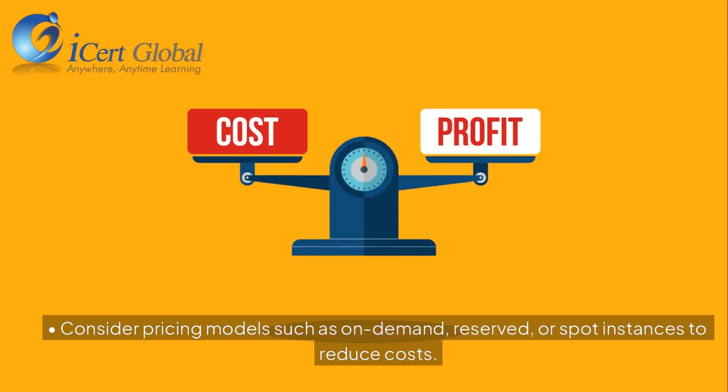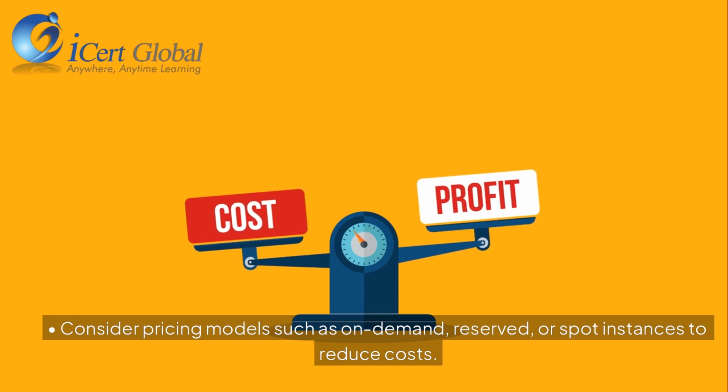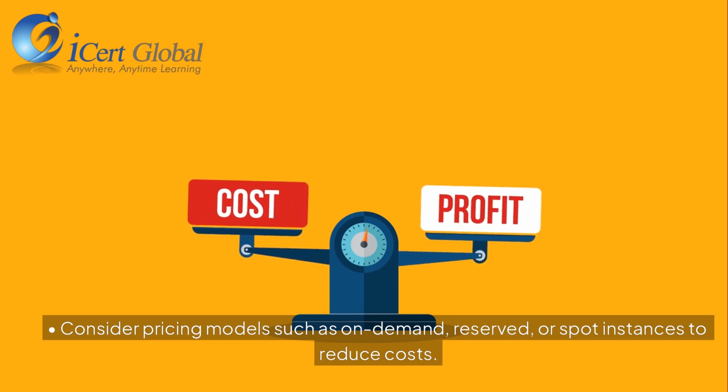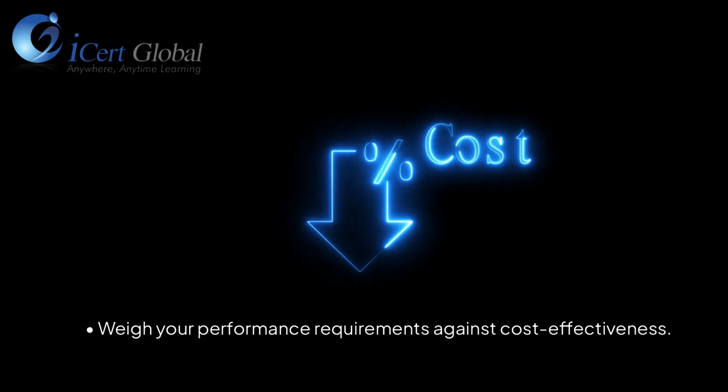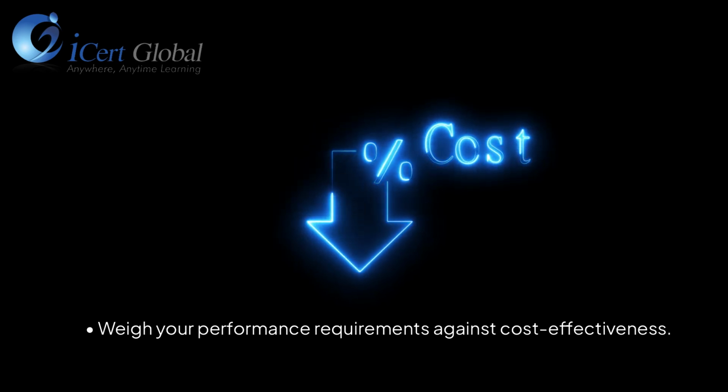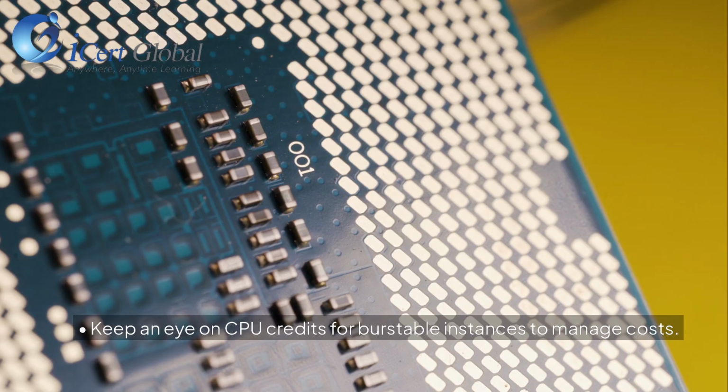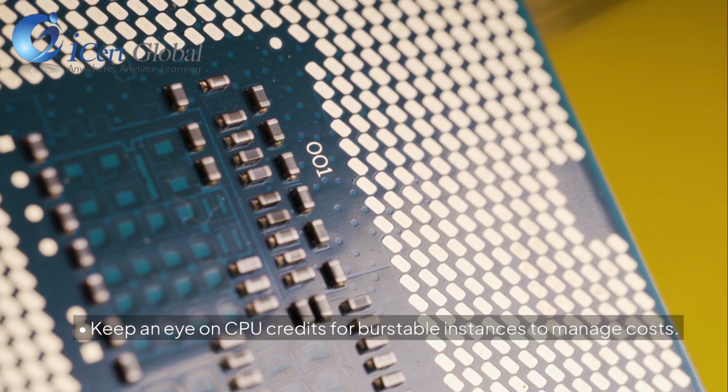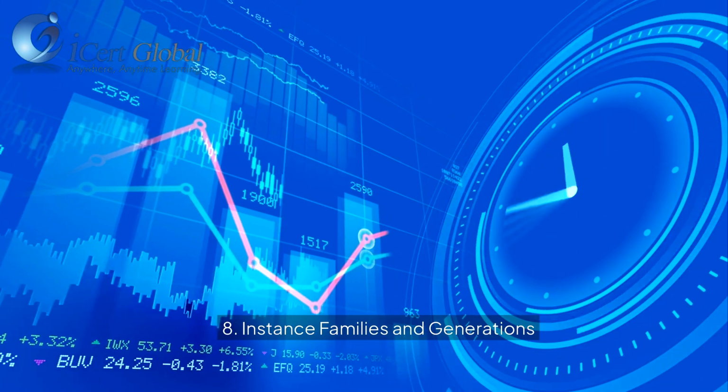7. Cost factors. Consider pricing models such as on-demand, reserved, or spot instances to reduce costs. Weigh your performance requirements against cost-effectiveness. Keep an eye on CPU credits for burstable instances to manage costs.